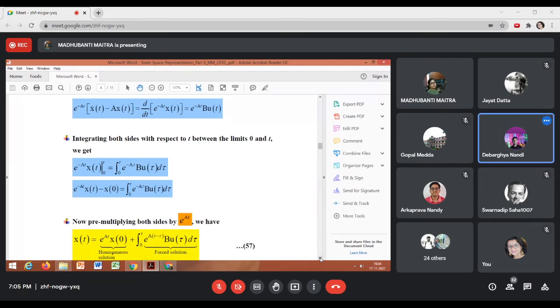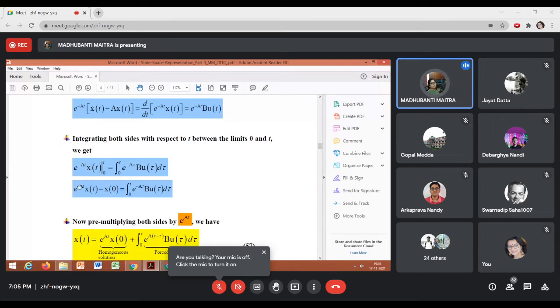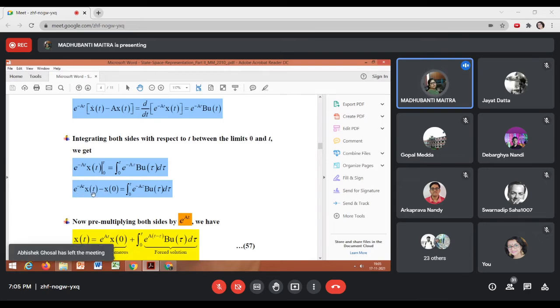Now the left hand side can again be written as, for the upper limit t, e to the power minus At xt, and when t is equal to 0, this term will be 1, so this one will be simply x0. So e to the power minus At xt minus x0 will be equal to the integration from 0 to t of e to the power minus A tau Bu tau d tau.